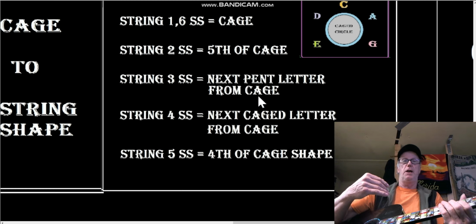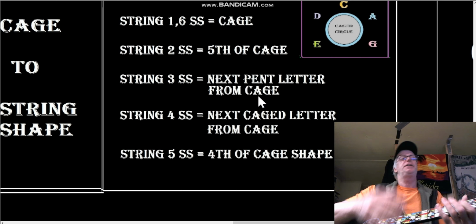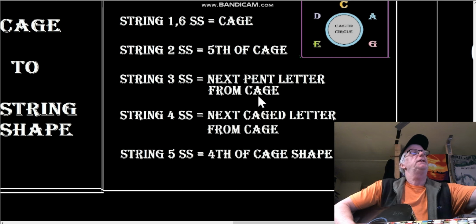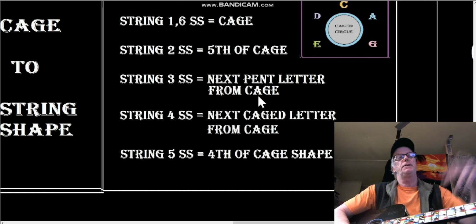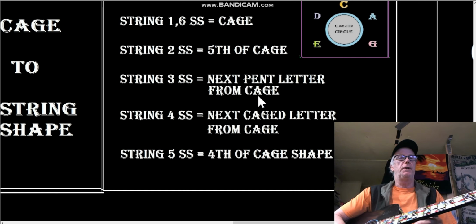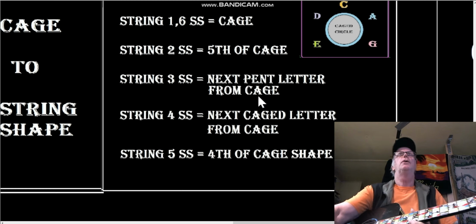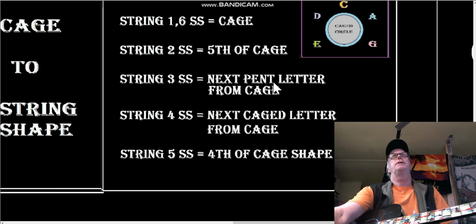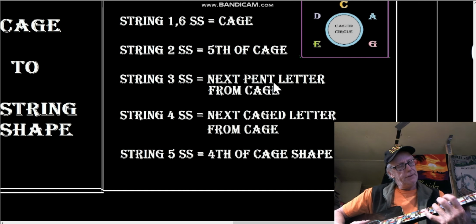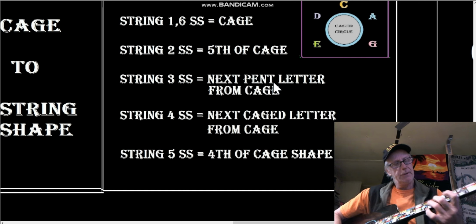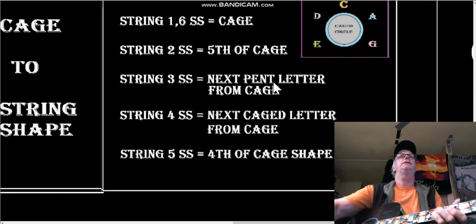So C backwards is D because pentatonic is C, D, E, G, A. So the next pent letter is D, so it would be on the D string. String 3 would be the D string, according to this. String 3 is the next. So let's look at that. C, G, there it is. String 3 from the bottom is the D string.